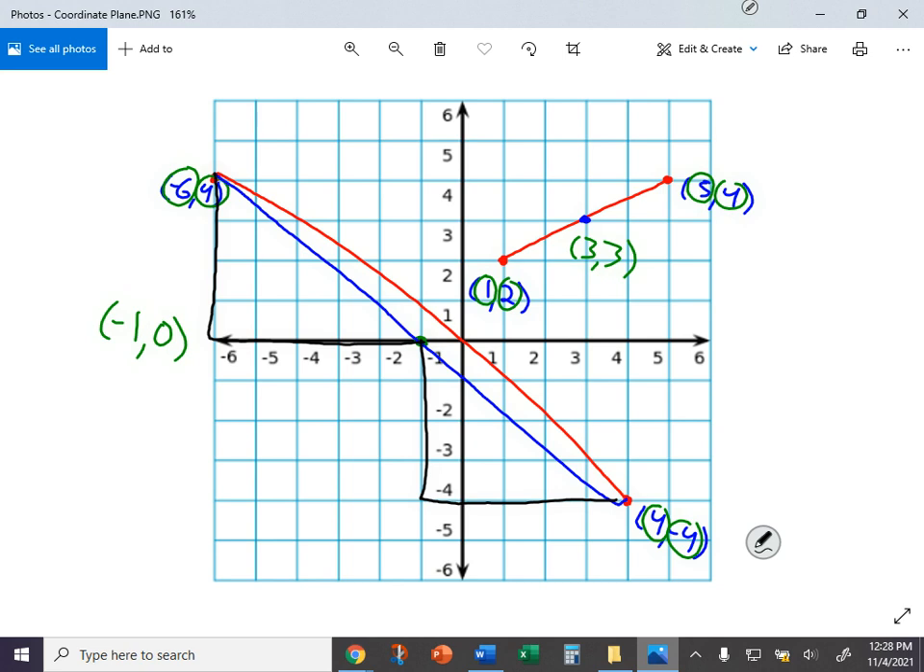But the objective says we're looking for a formula here, okay? We're looking for a formula here. This is the background to it. It kind of explains why the formula works, okay?